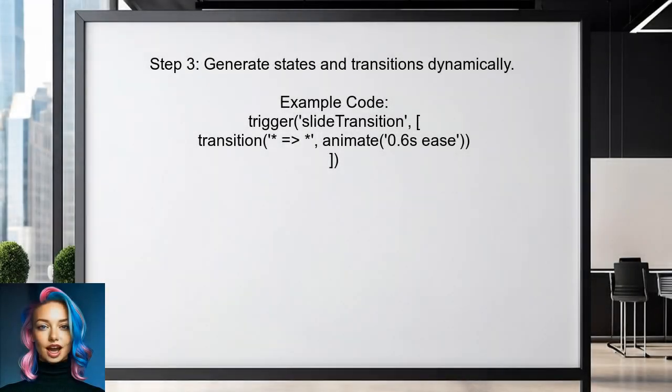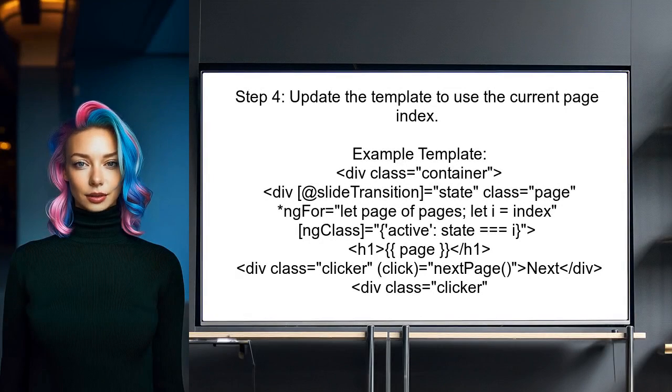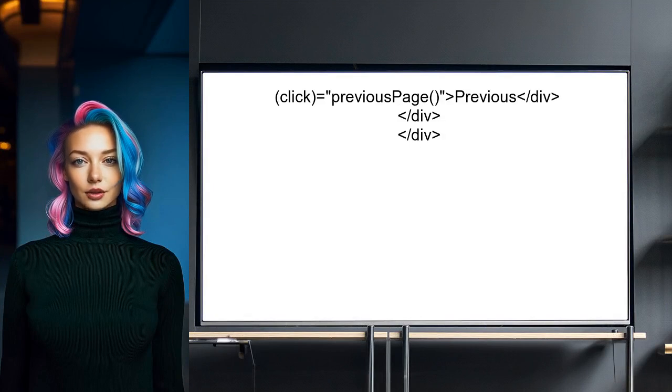Now, the user can dynamically generate the states and transitions based on the current page index. This allows for a more scalable solution without hard-coding each state. Finally, the user should update the template to reflect the current page based on the index. This ensures that the correct page is displayed during the transition.